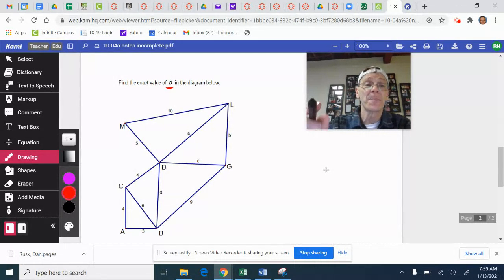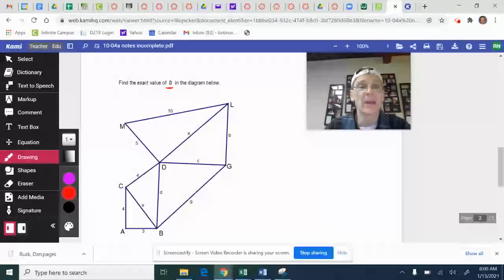All right, so we can't find the B because we don't know the A and we don't know the C. We could find the A, right? A, oh, son of a gun. Know what I noticed here? I forgot to put all the right angles in this picture.